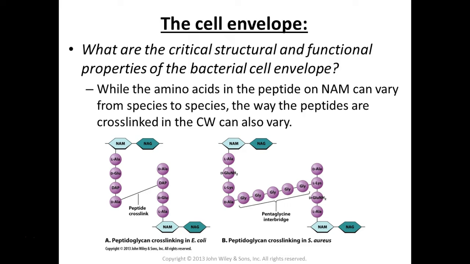Because they'll have up to like 30 layers, right, of this sugar. So imagine a jawbreaker, right, with all the layers. So we're talking about like 30 layers of sugar hooked together by amino acids.